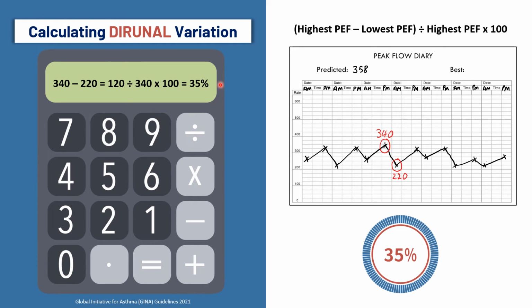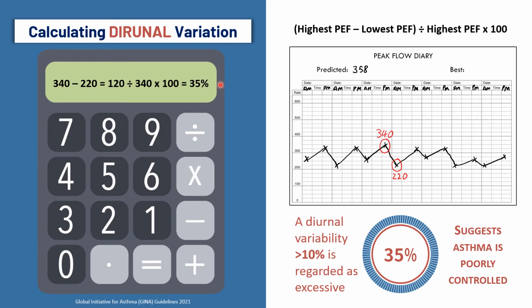You want to know, is that acceptable? What is that telling you about this patient's asthma? Well, let me show you something here. If your patient has got a difference between morning and night of more than 10%, that is regarded as being excessive. So if you've got a patient and the difference is 35%, that is really, really excessive. And that would support a diagnosis of poorly controlled asthma. So that is how you calculate the diurnal variation.